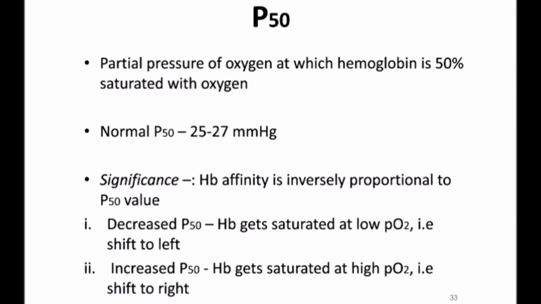P50 is the partial pressure of oxygen at which hemoglobin is 50% saturated with oxygen. The normal value is 25 to 27 millimeters of mercury, and hemoglobin affinity is inversely proportional to the P50 value. Decreased P50 shifts the curve to the left. Increased P50 shifts the curve to the right. And in the same diagram that we have shown earlier, see the P50.